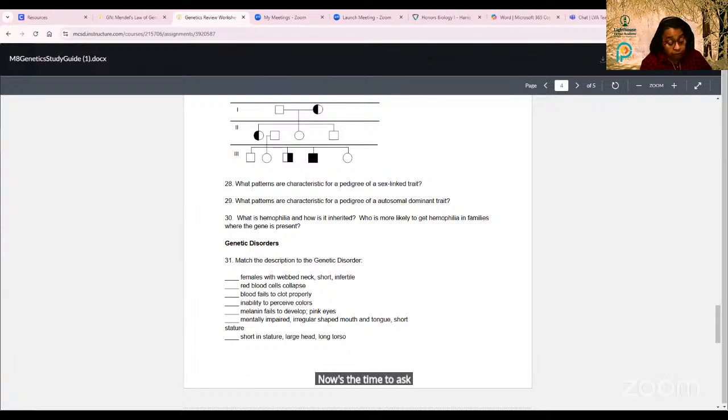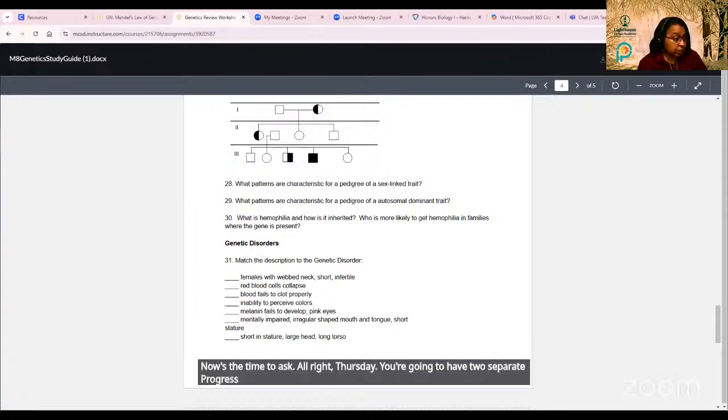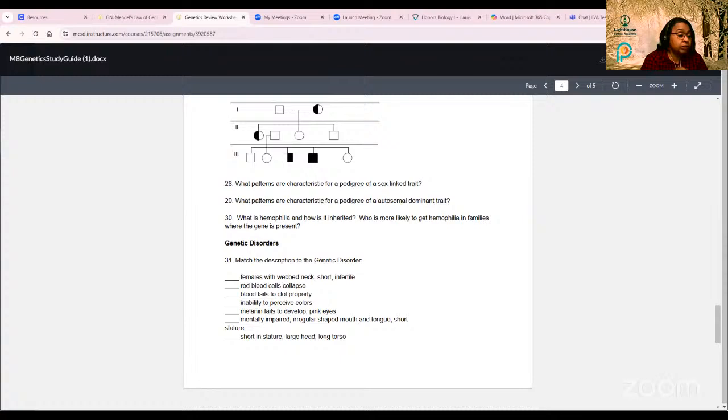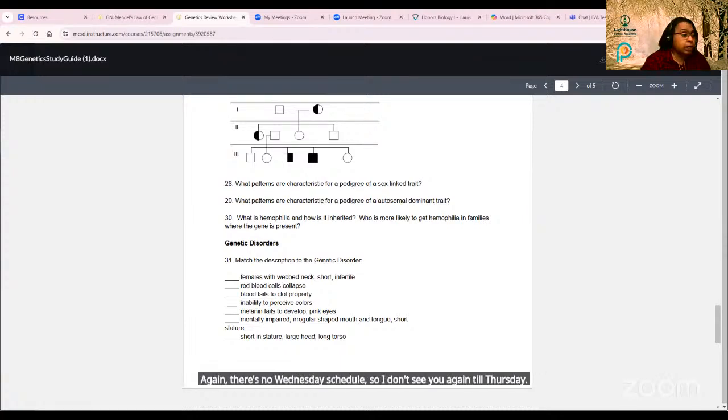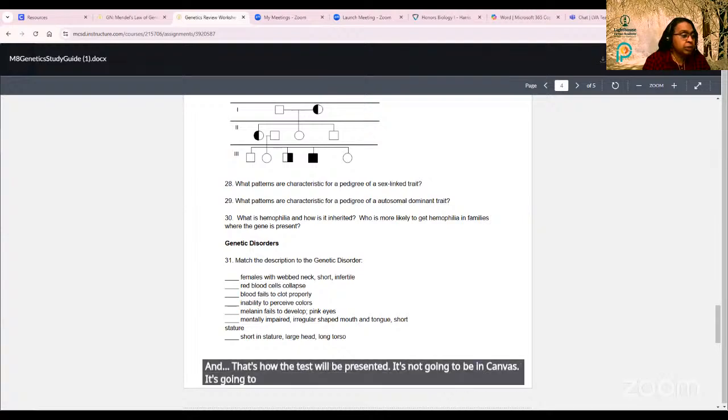All right, Thursday, you're going to have 2 separate progress learning assignments. So the test is going to be in 2 parts. So there's 2 different sets. So we're going to do this in progress learning. Again, there's no Wednesday schedule, so I don't see you again till Thursday. And that's how the test will be presented. It's not going to be in Canvas. It's going to be in progress learning.